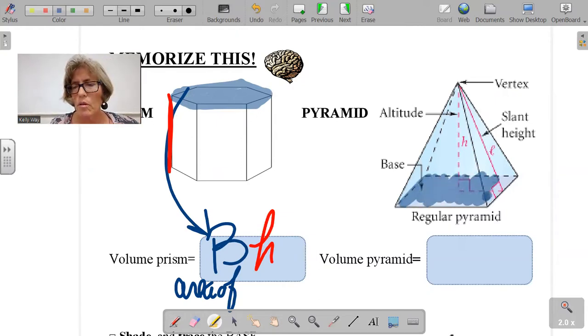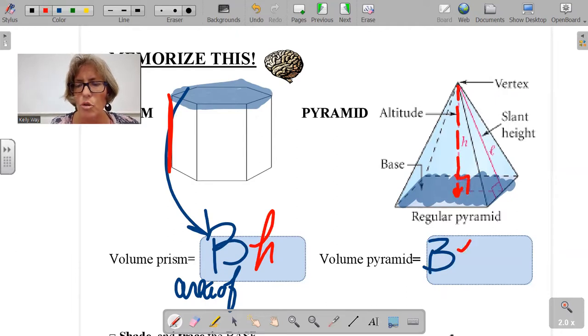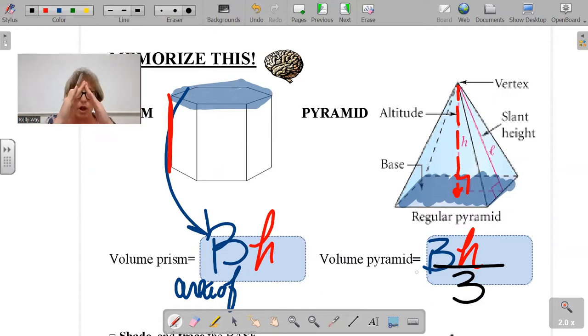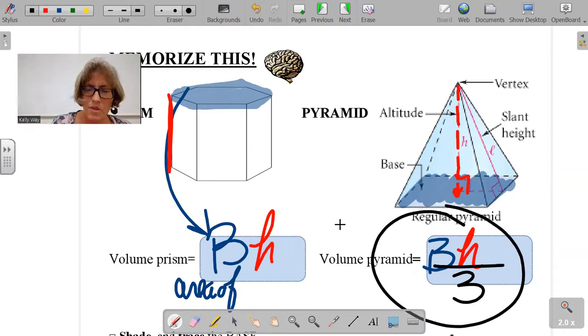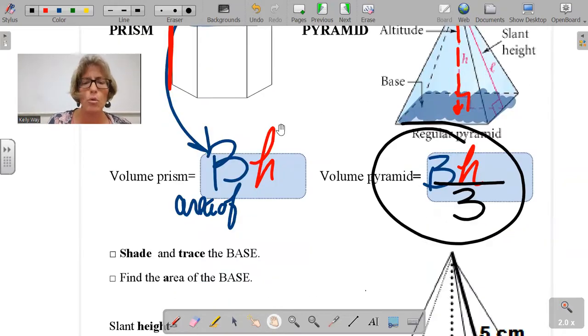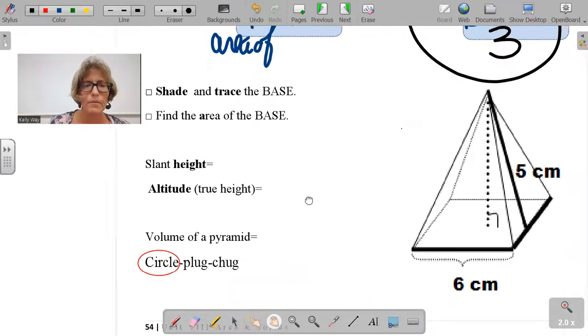Here, again, area of that base times the true height on the inside, not the slant height. Be very careful you use the correct height, but it's over 3 because you lose volume by a factor of 3. That is your pyramid and cone equation.